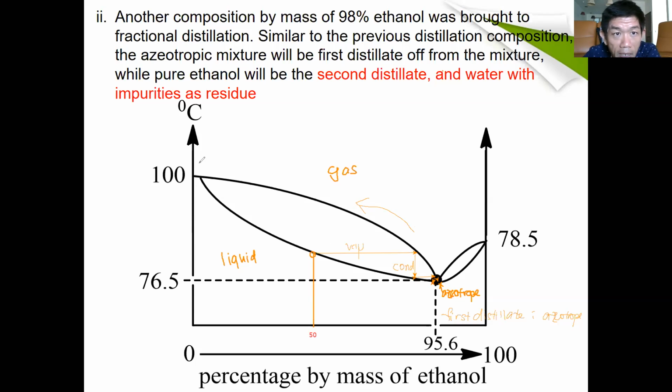Here, our second distillate is water. Okay, I might have made a mistake in here. Whereas in here, the second distillate is not pure ethanol. Sorry, can I cancel this? It's not pure ethanol, that is 98%. Okay, sorry. For the 50% composition, your second distillate will be water. And then what is the residue? The residue will be impurity plus alcohol.